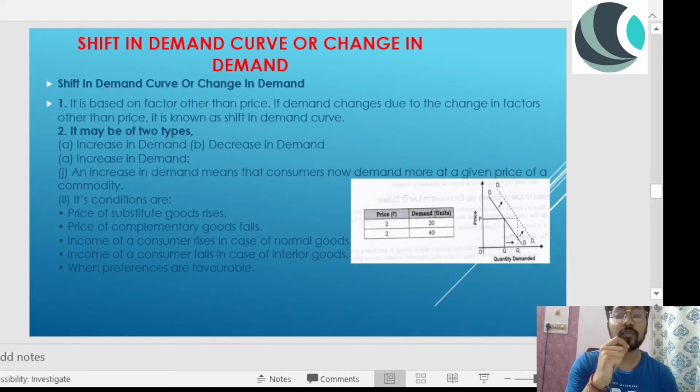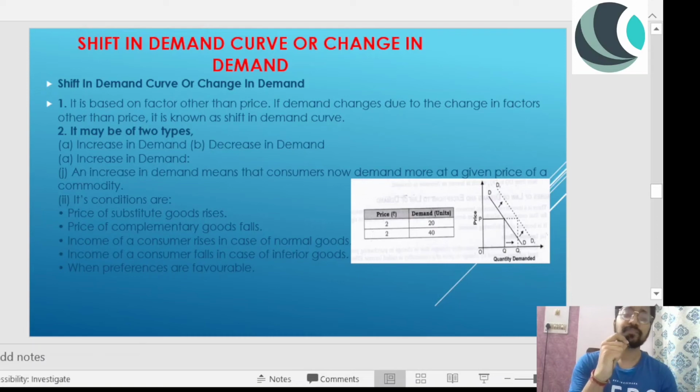Income of a consumer rises in case of normal goods, because we have discussed normal goods. I won't repeat it again. So if you haven't watched the video, please do give it a watch, those who are not aware about normal goods. So income of a consumer rises. Now their income has risen, so I will definitely buy more of normal goods, right? Then less of inferior goods. Income of a consumer falls in case of inferior goods.